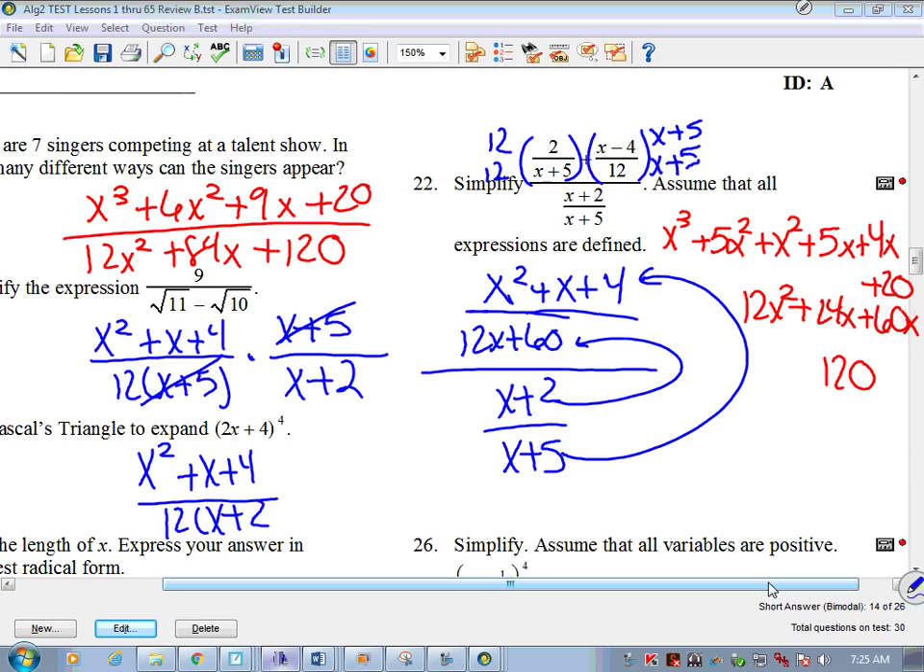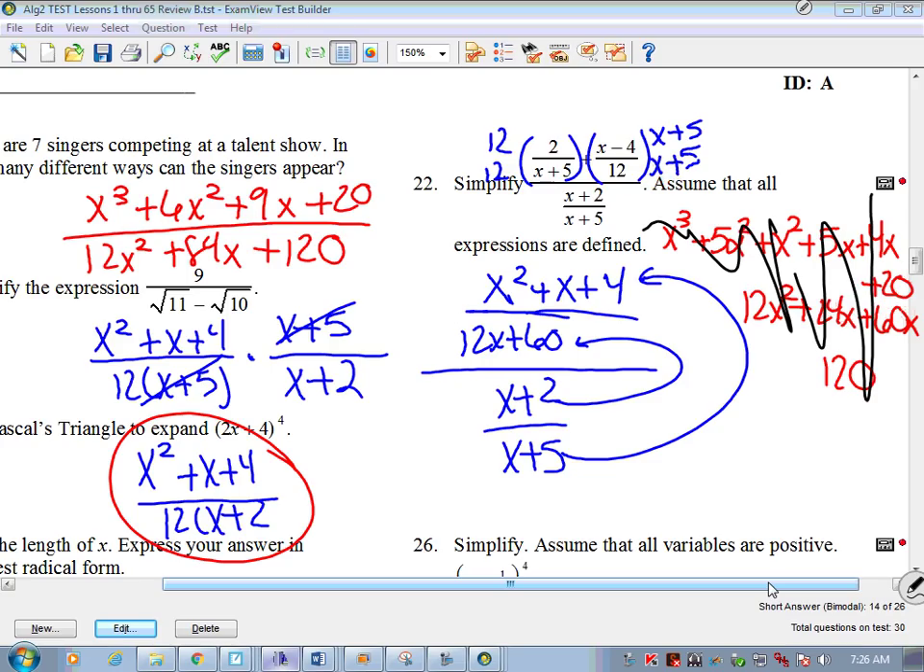So I'm really sorry, but that was getting more complicated than it needed to be, and we should get this for an answer right here. Okay, so you understand that.